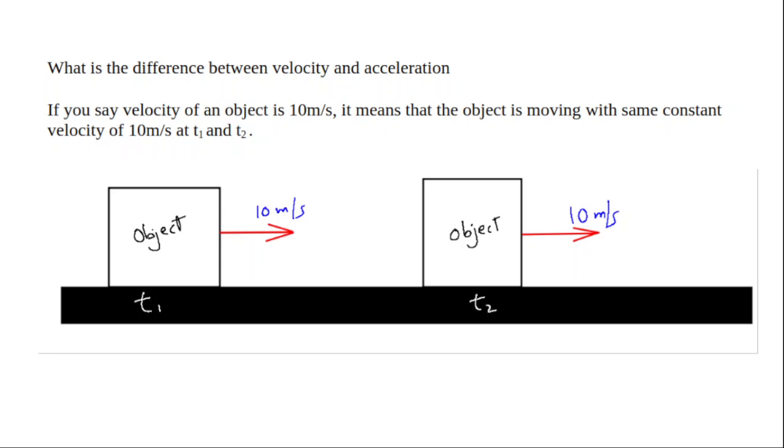So if you say an object is moving with a velocity of 10 meters per second, see, the object is moving at 10 meters per second at t1, and the object will have the same velocity of 10 meters per second at t2 also, at other instants also.